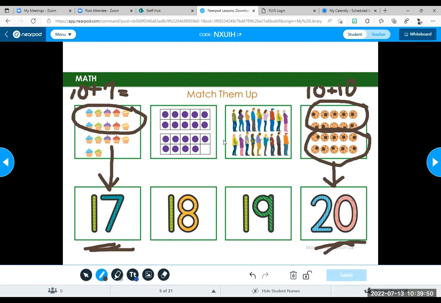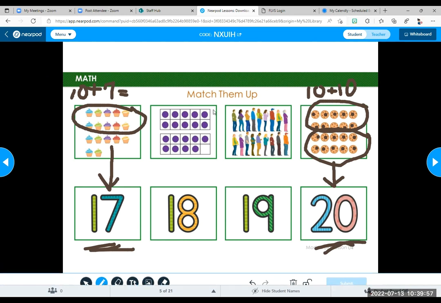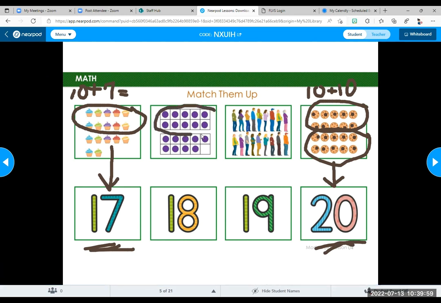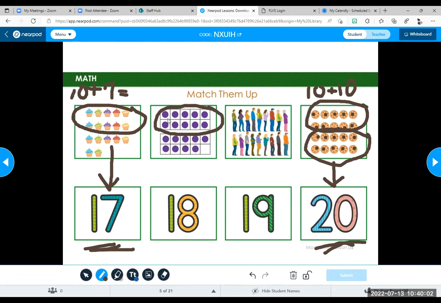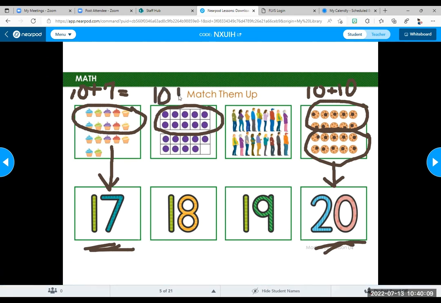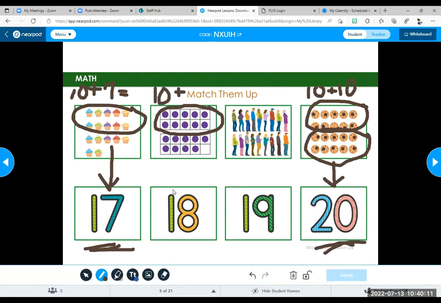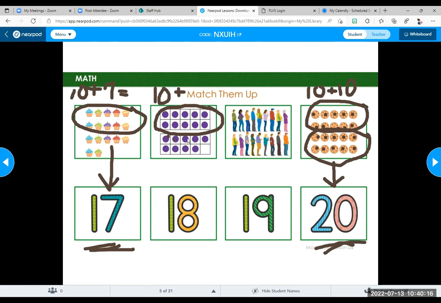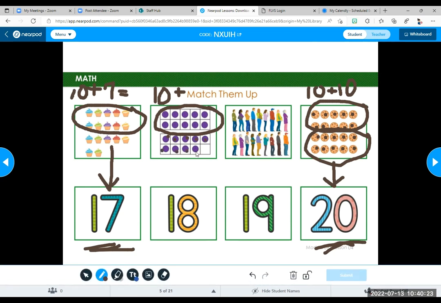Good work. Now, what we're going to do is we are going to count the dots, but notice I've already made a 10. Look at that 10. Now I know that this is a full 10. 1, 2, 3, 4, 5, 6, 7, 8, 9, 10. 10. Now we can just finish by counting on the rest. So 10, 11, 12, 13, 14, 15, 16, 17, 18, 19.